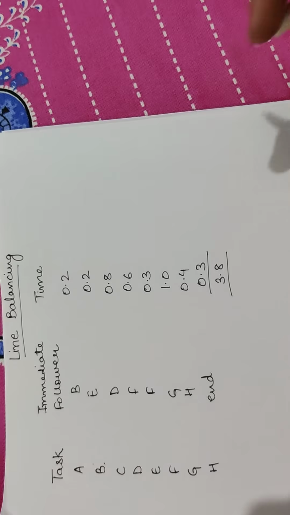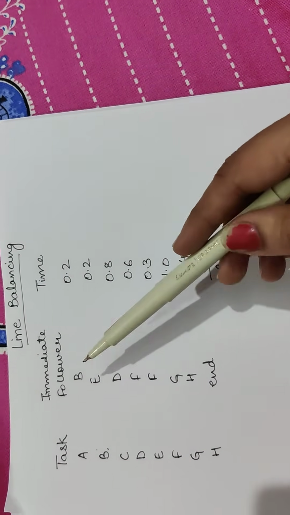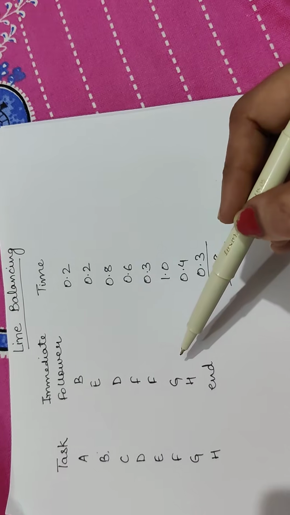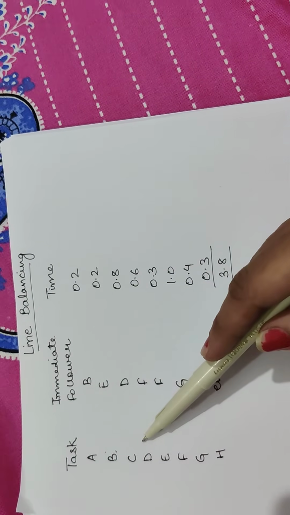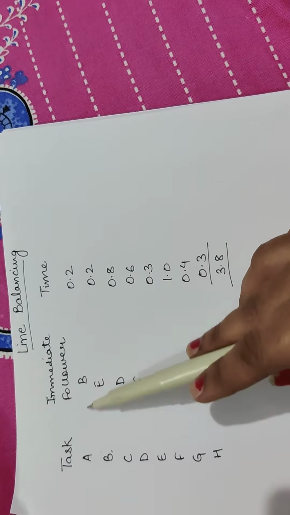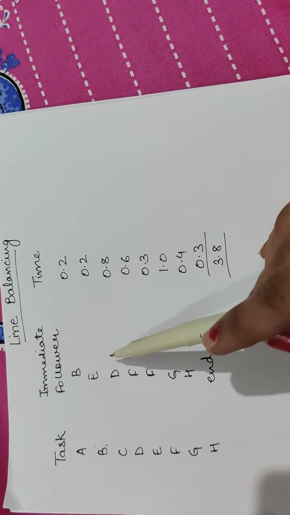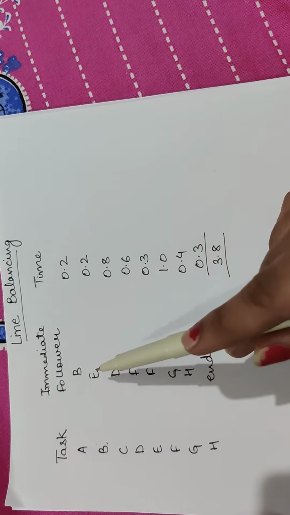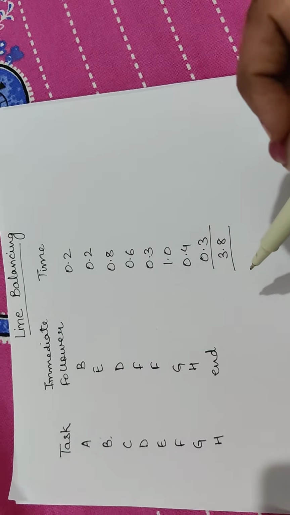Now this is my problem. In this I have tasks A, B, C till H, and these are the followers of the tasks. What do you mean by followers? That these tasks are following those tasks. The follower of A is B. Matlab, after A, B is going to start. After B, E will start. After C, D is going to start, and so on. So you are given the followers and you are given the time period of every task.